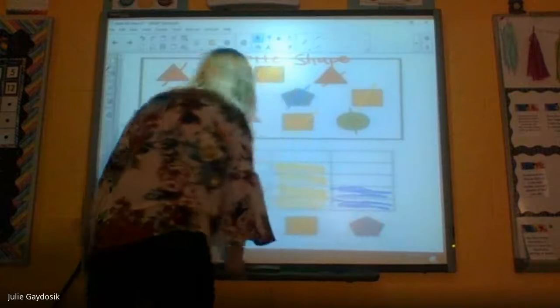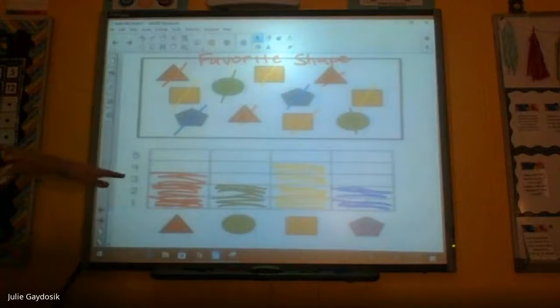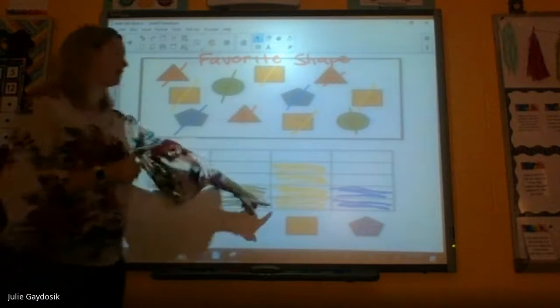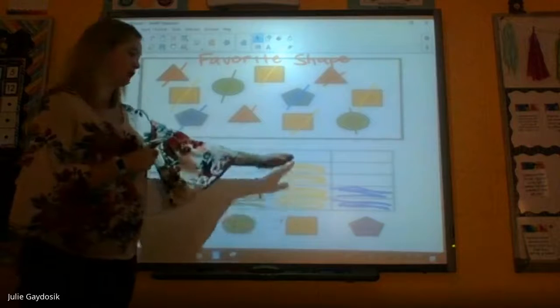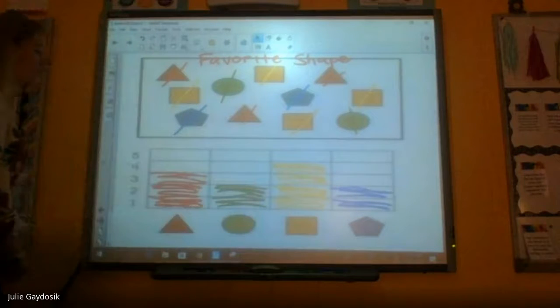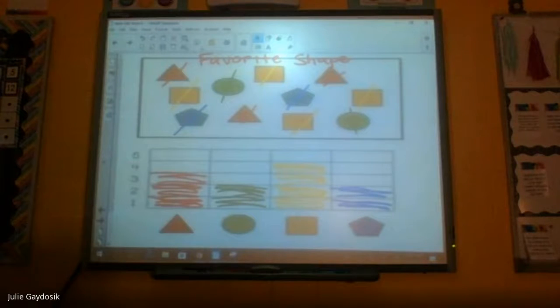Now remember, this is a great way to interpret data. Looking at this bar graph, could you tell me which shape had the most votes? That's right. A rectangle had the most votes because it had 4 votes. Which shape had the least votes? This one's kind of a trick question. Which one had the least votes?